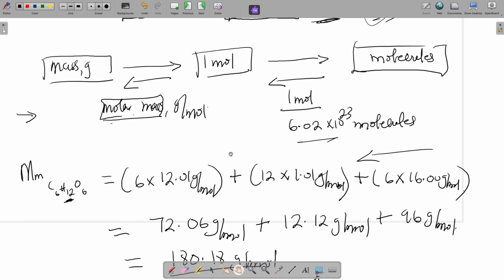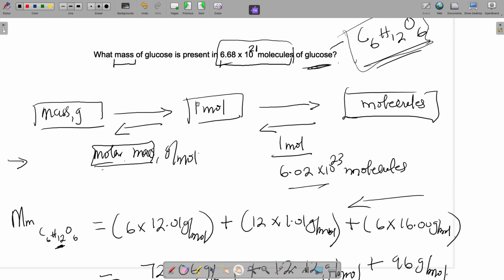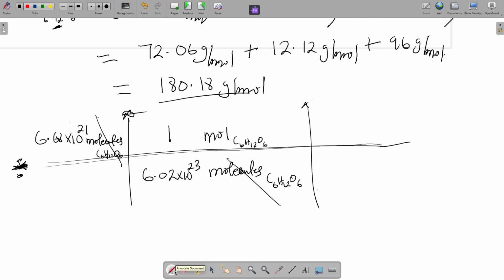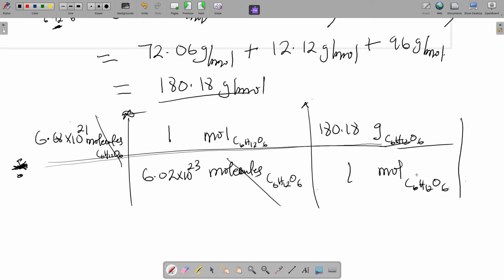So with our table, we are here now, but we want to go all the way to mass. So what do we need? We need a molar mass to go from moles to mass. Since we want mass, the top here should be grams of glucose, C6H12O6, and the bottom here should be moles of glucose, C6H12O6. So our molar mass is 180.18 grams per mole. So 180.18 goes with grams, and 1 goes with moles. So we'll close the table. Units on the diagonal will cancel.